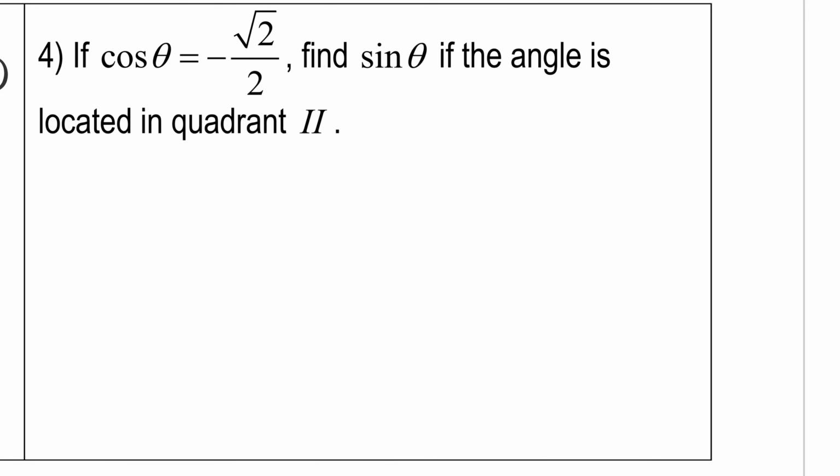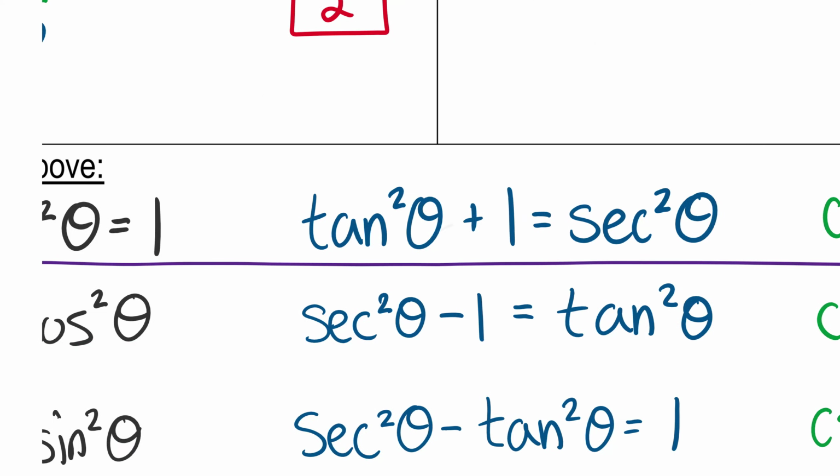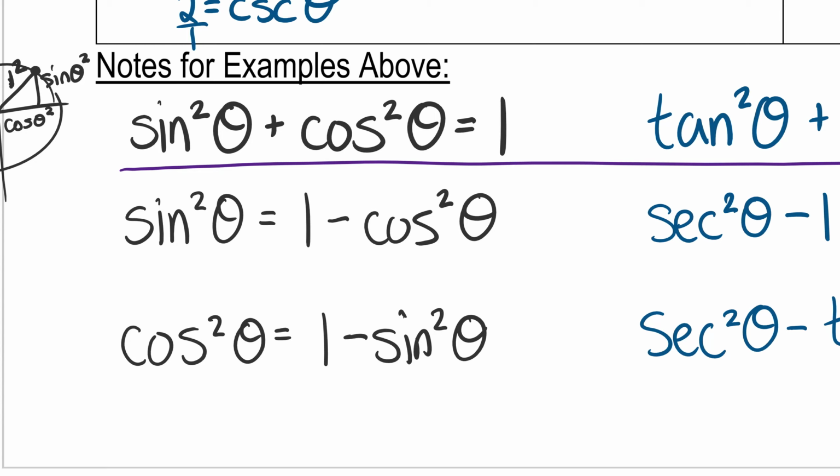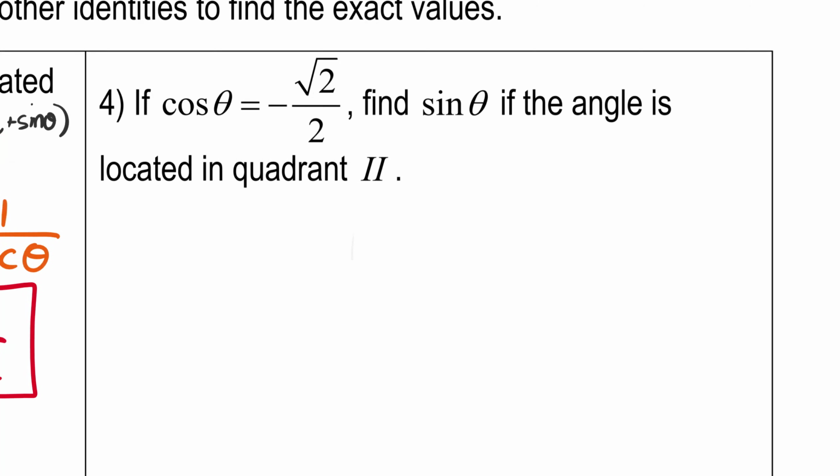Number 4, last one. If cosine theta equals negative square root of 2 over 2, find sine theta if the angle is located in quadrant 2. Okay. So I have cosine, I need sine. So it's down here. I have cosine, I need sine. This version right here, sine squared theta equals, I already have it set up to give me what I want. I'm going to plug it into this one. Let's write that down first, and then plug in what we have.